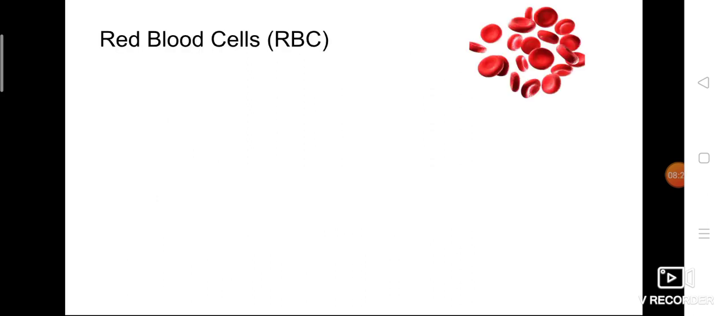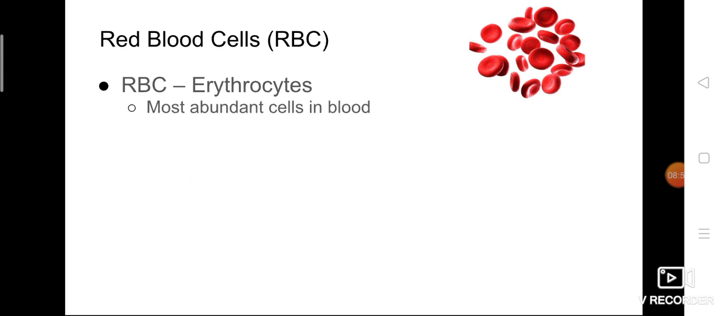The next thing is red blood cells. Almost 45% of our blood contains red blood cells, otherwise called RBC, otherwise called erythrocytes. Cytes means cell. Erythro is the word which represents red color. So the cells which are red in color are called erythrocytes. Okay, they are the most abundant cells in blood.